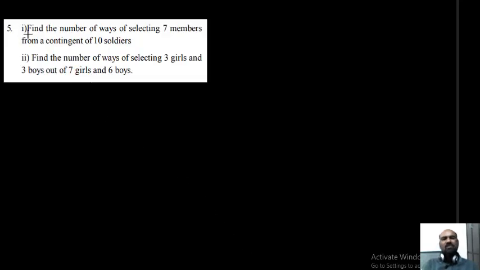So my next problem: find the number of ways of selecting 7 members from a contingent of 10 soldiers. Okay, 10 soldiers are there, we want to select 7. So first, directly I can write 10C7, from 10 selecting 7. Okay, the first one is complete.